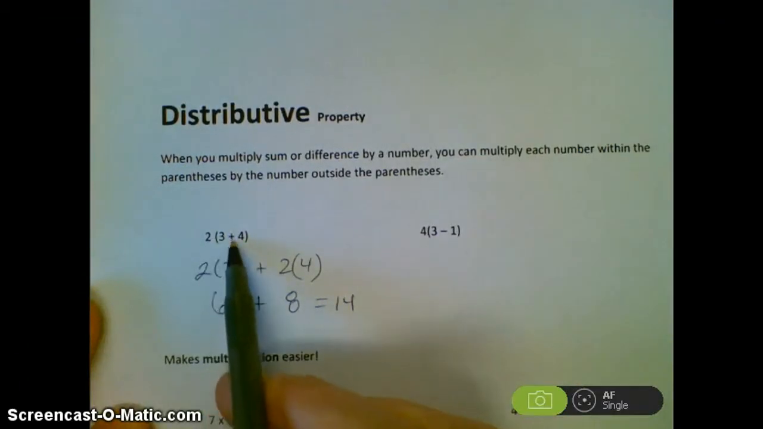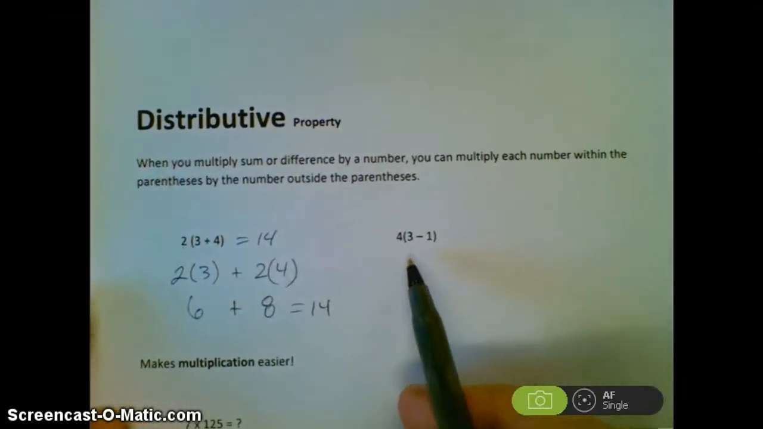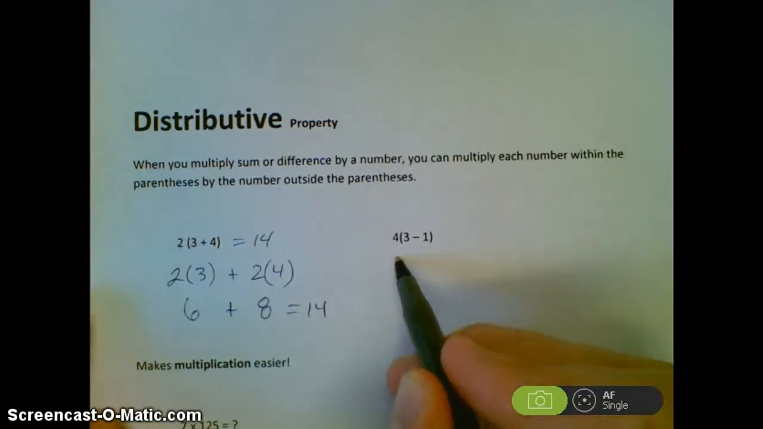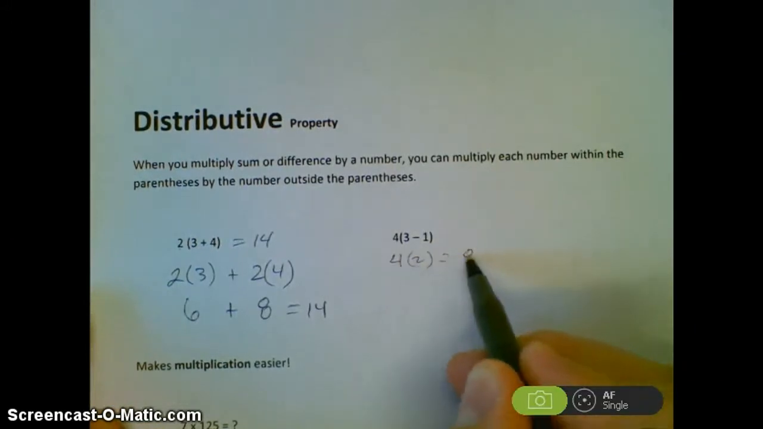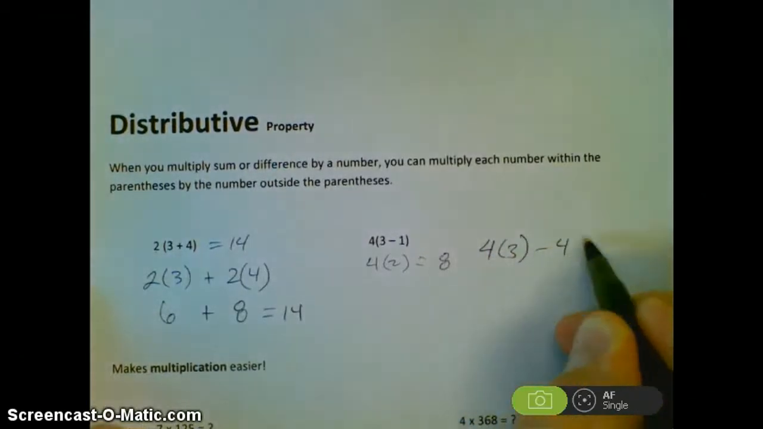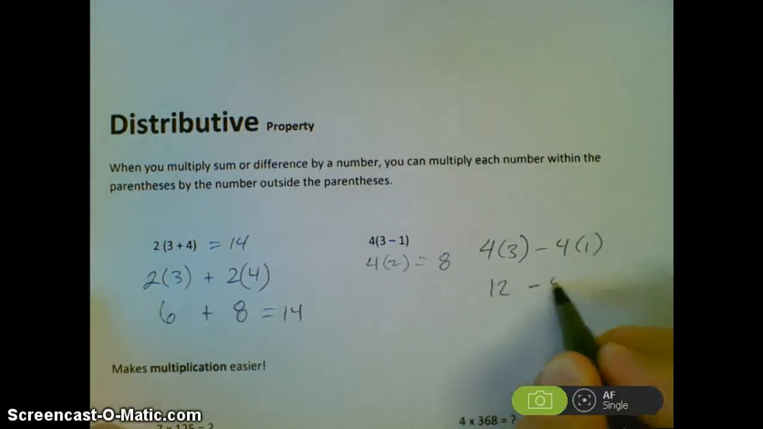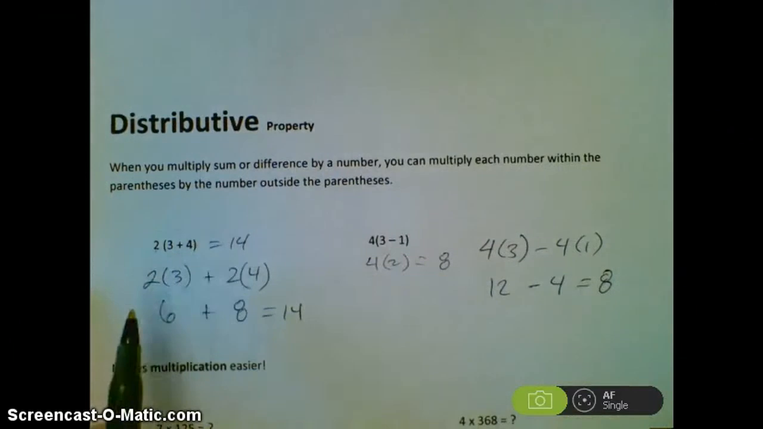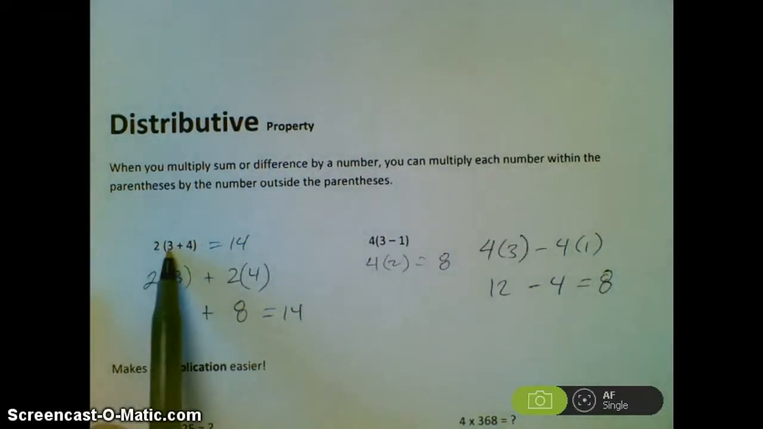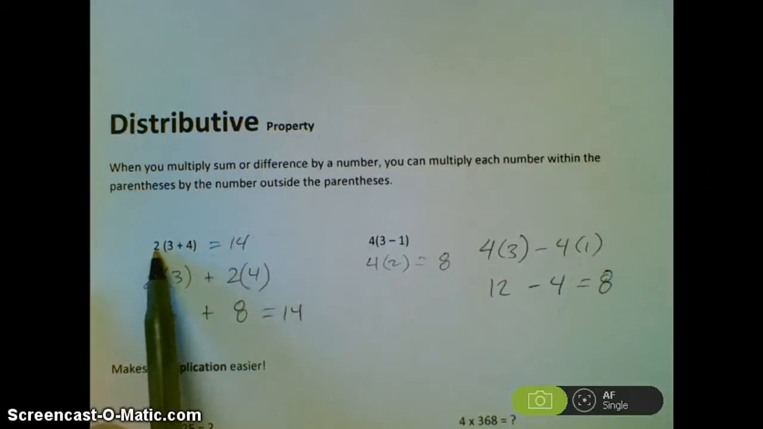And if I did 2 times, let's see, 3 plus 4 is 7. 2 times 7 is 14. That is true. It works for subtraction also. 4 times 3 minus 1, well, that would be 4 times 2 equals 8. Or I can do 4 times 3 minus 4 times 1, which would give me 12 minus 4 equals 8. So that is the distributive property. If I'm multiplying values within parentheses, I multiply every value by that number on the outside of the parentheses.